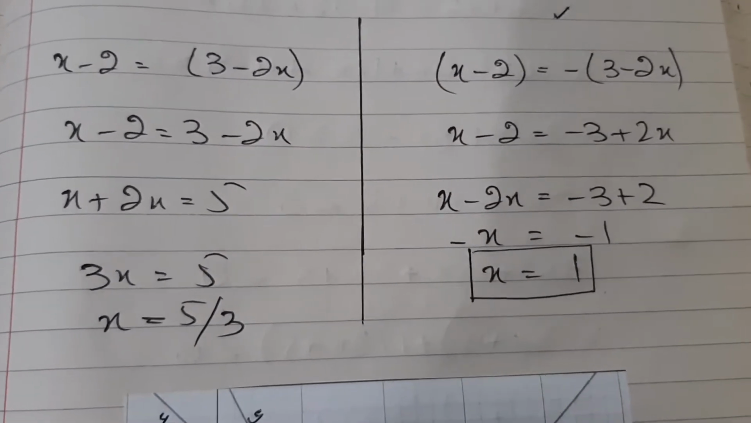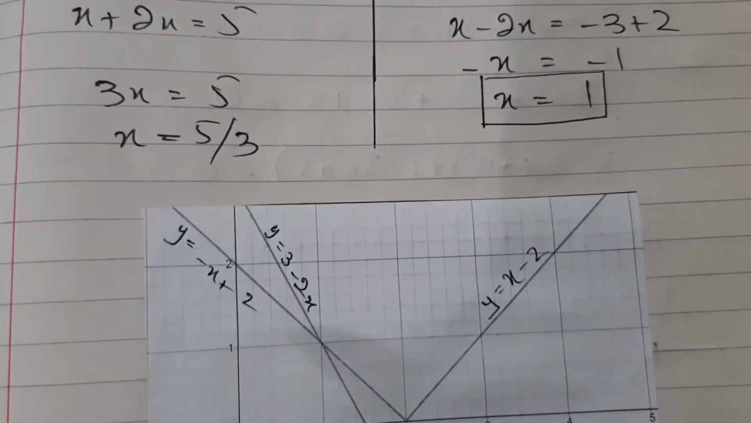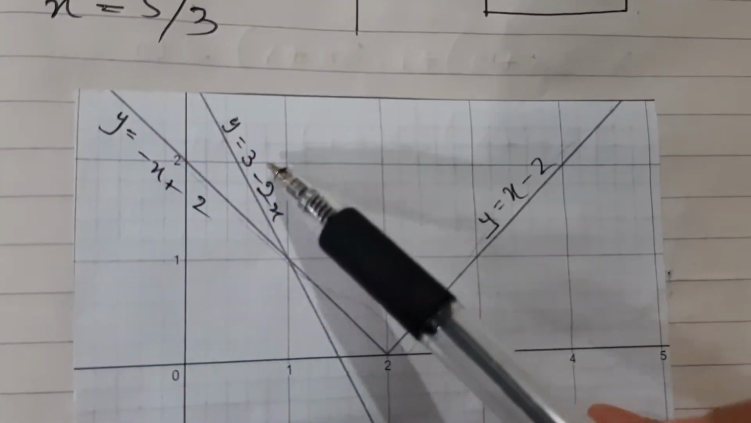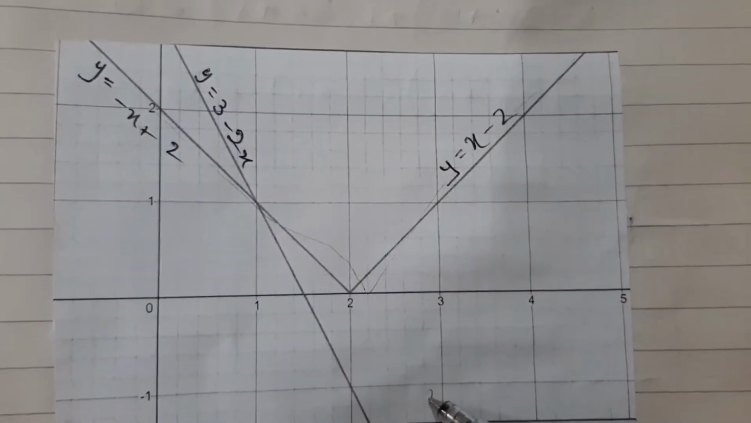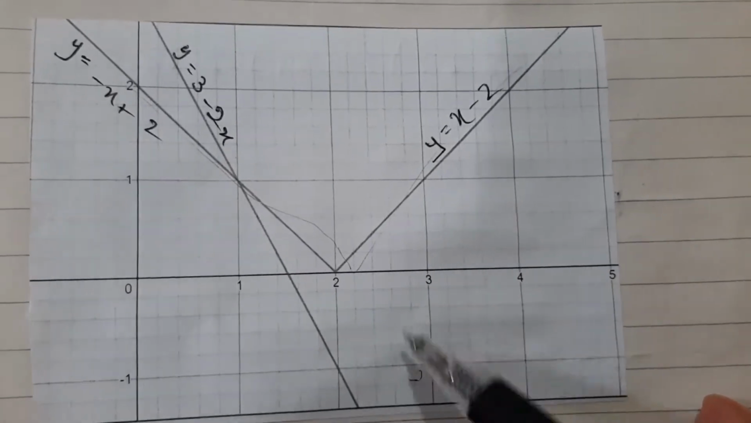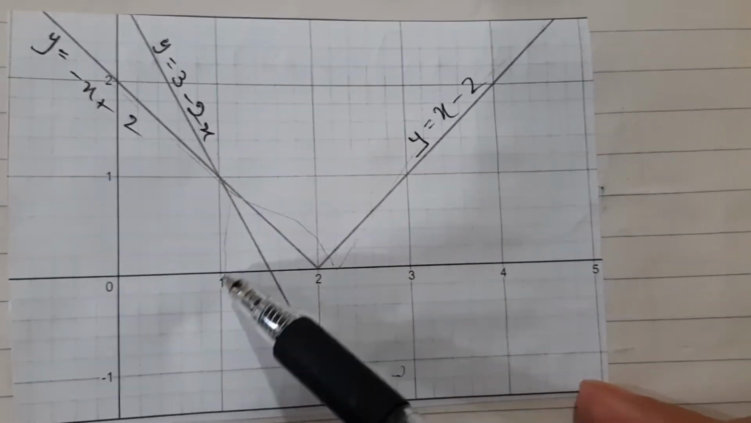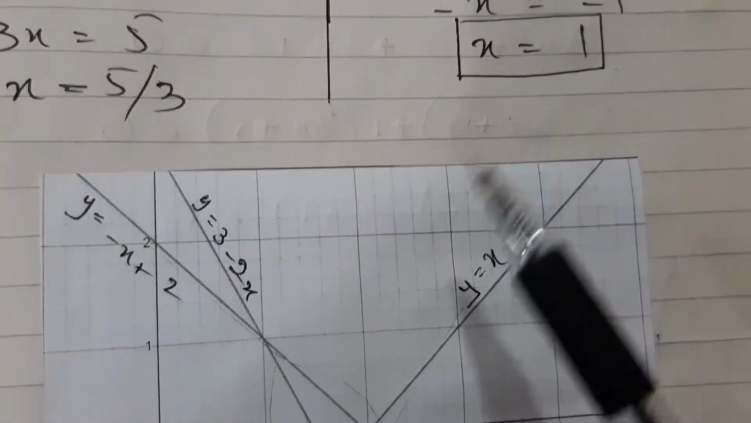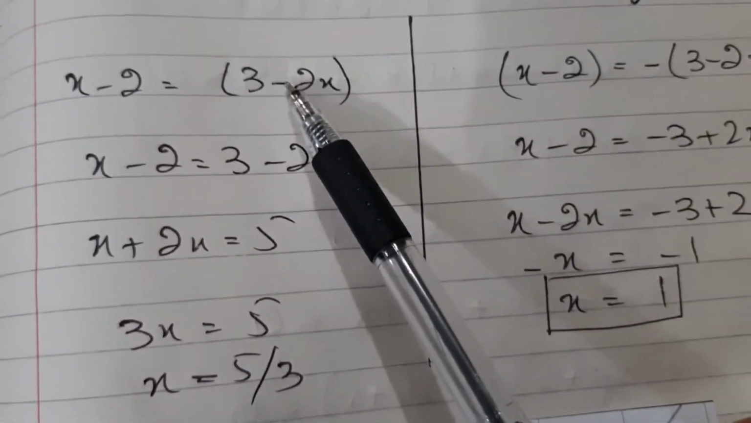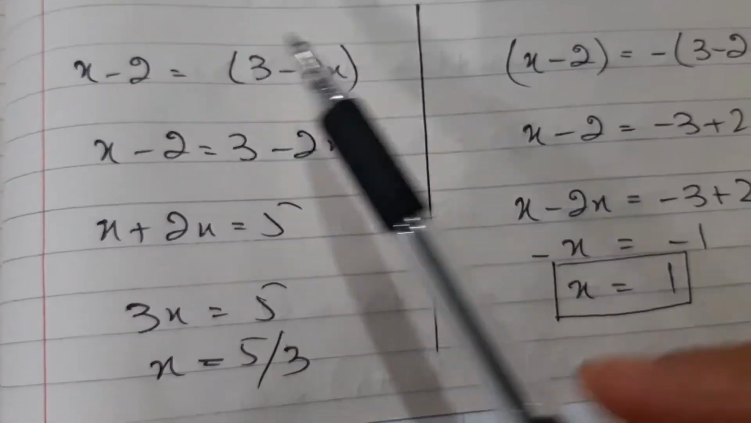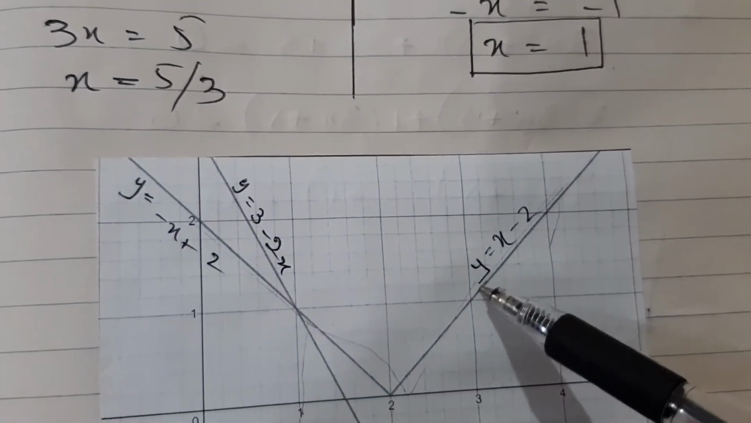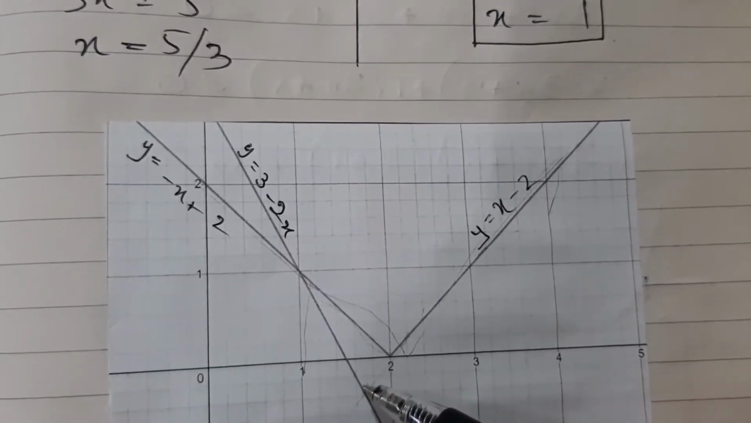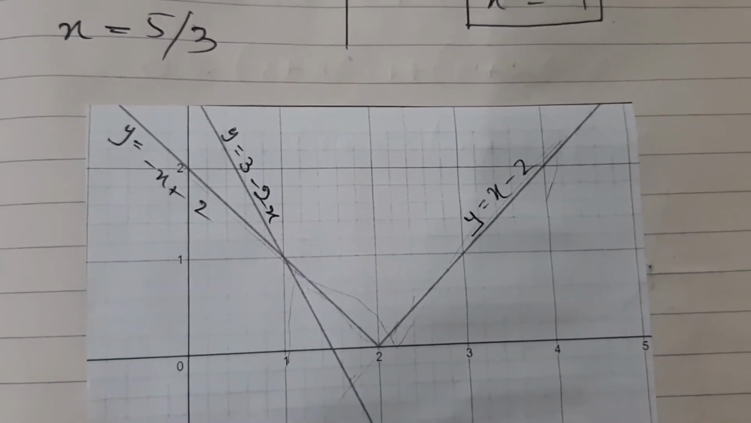So let's see the sketch of it now. This is the sketch of modulus x minus 2 and this is the line 3 minus 2x. The graph is showing very clearly that it is only intercepting at one point, which is x equals 1. So your only answer is this. And you know why? Because here I am solving two linear equations, these two equations. So x minus 2 is this line. If I do not make it turn, this line will intercept somewhere here and I will get the other answer.